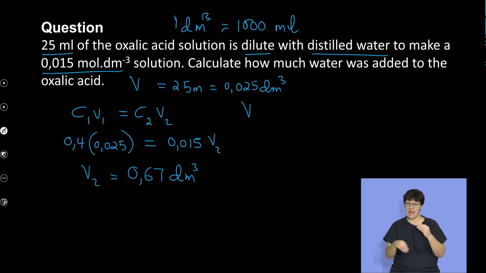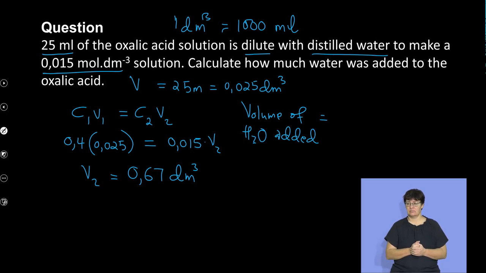So we are saying volume of water added is actually equal to V2 minus V1 in a dilution, okay? Right, so the new volume is 0.67 less the initial volume of the solution, which is 0.67 cubic decimeters, and then 0.025, okay? So everything is in cubic decimeters.